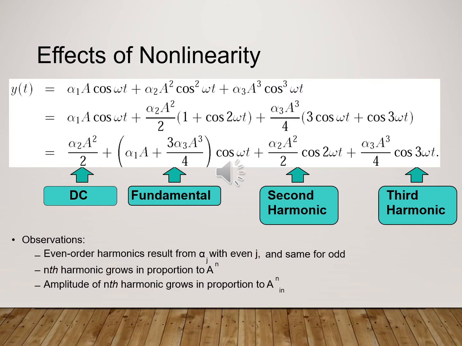From the following results, one can observe that even-order harmonics result from alpha j with even j. It is the same for odd harmonics, and the amplitude of the nth harmonic grows in proportion to A to the power n.